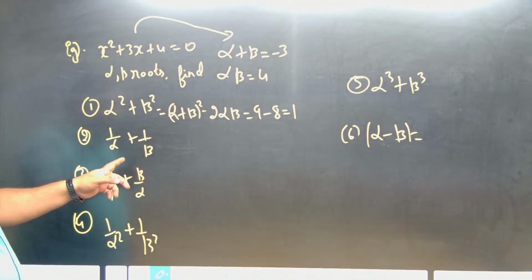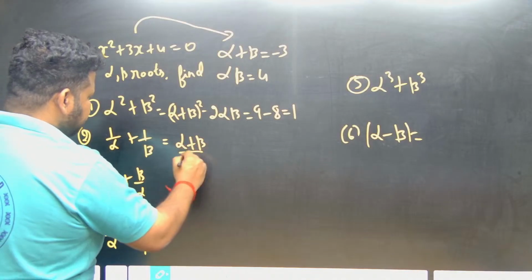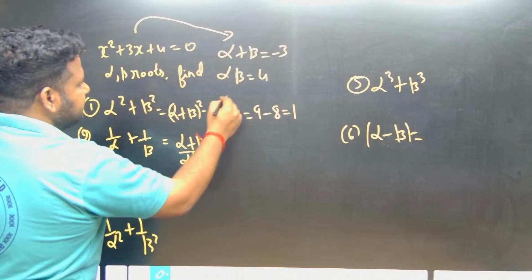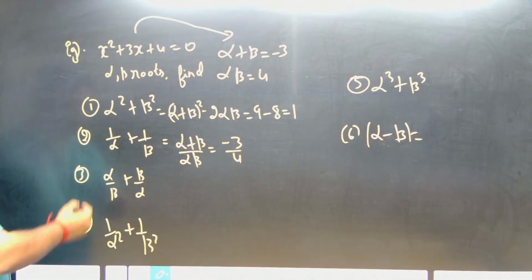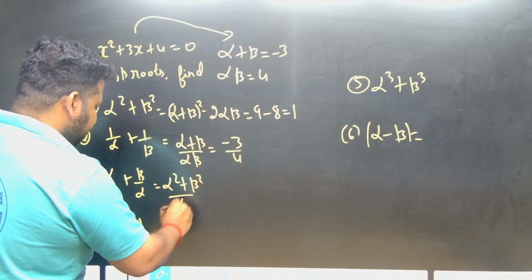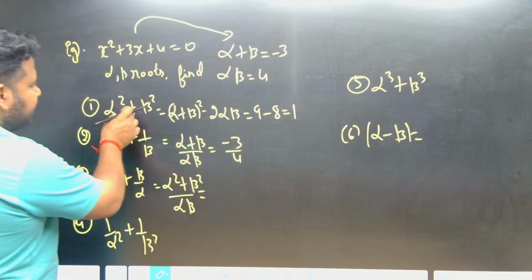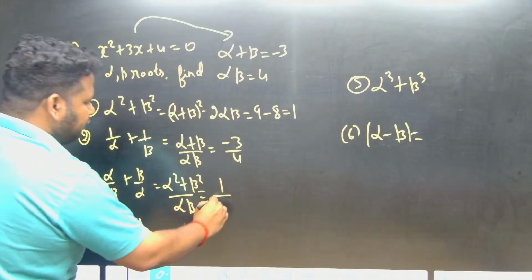So 1 by alpha plus 1 by beta, if I take the LCM, I will get alpha plus beta by alpha beta. Alpha plus beta is minus 3. Alpha beta is 4. Minus 3 by 4. Next, if I take the LCM here, alpha square plus beta square by alpha beta. But already I got the value of alpha square plus beta square, I got 1. Alpha beta is 4, 1 by 4.